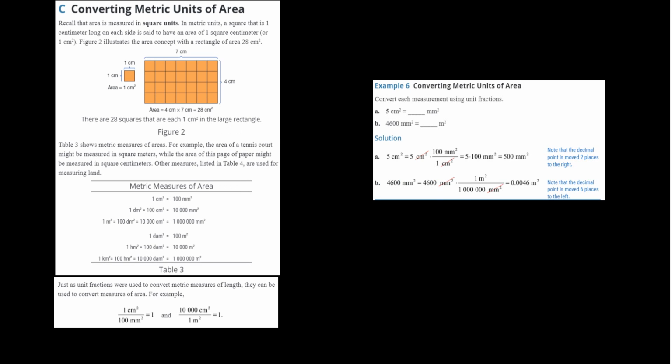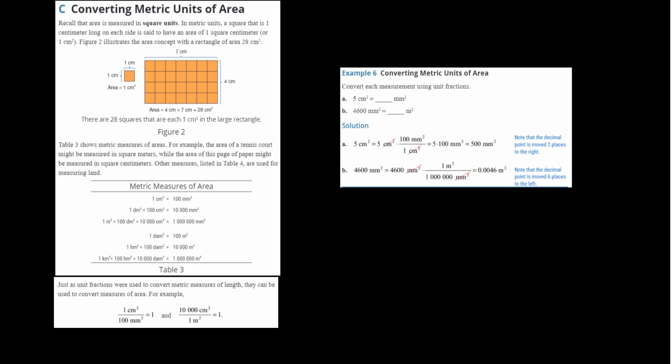Looking at example 6, actually, I'm sorry, we're not looking at example 6 yet. We're going to be converting metric units of area. Whenever we talk about area, we talk about square units. Recall that area is measured in square units. In metric units, a square that is 1 centimeter long on each side is said to have an area of 1 square centimeter. Of course, you can say that with square millimeters and square meters and square everything. So 1 square centimeter is 100 square millimeters, and so forth. Basically the same conversion, it's just now we put a little square on there.